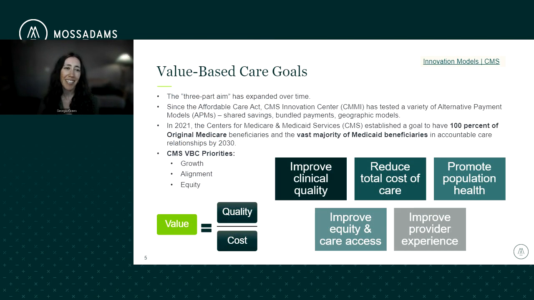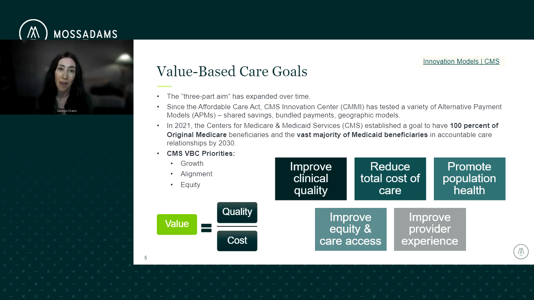So let's get into it. We're going to talk about value-based care. I know this sounds very rudimentary, but there is a very simple value equation down there on the bottom corner of the slide. You can see value is quality over cost. So when we're talking about value, we're really talking about models that increase quality without increasing cost or reduce cost without reducing quality. If it can do one of those two things, that is a value-based model.